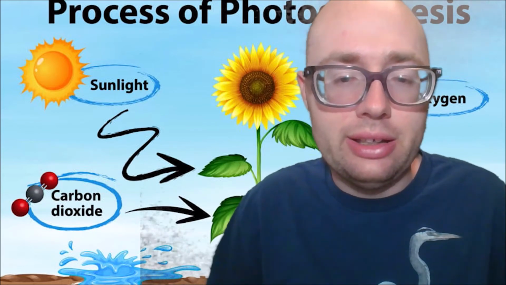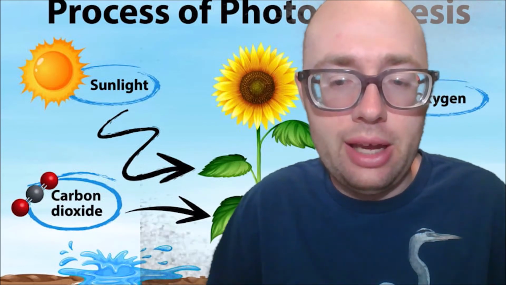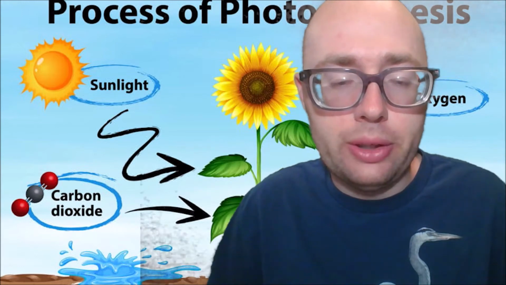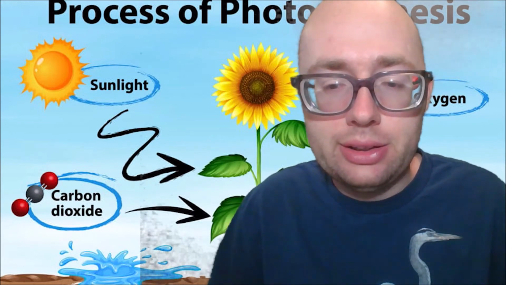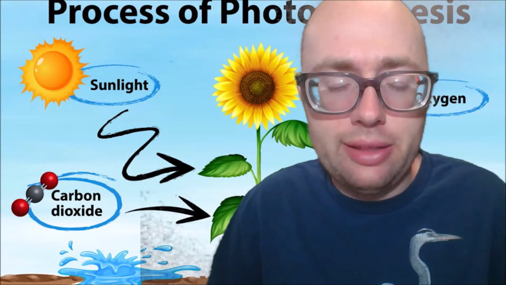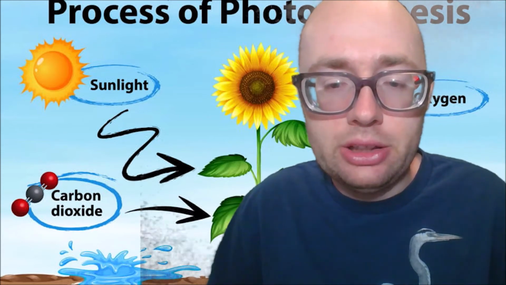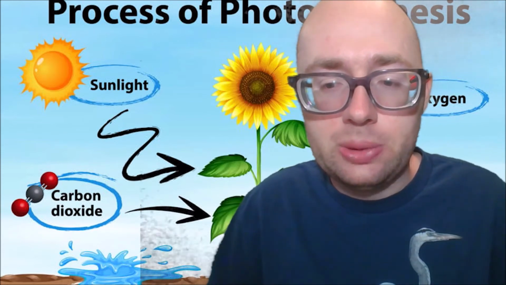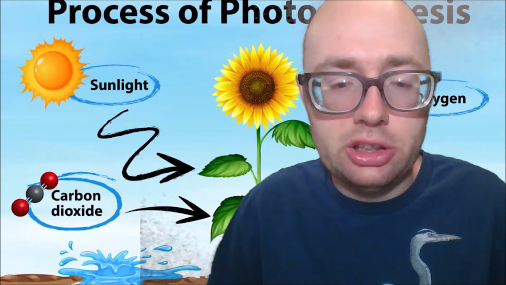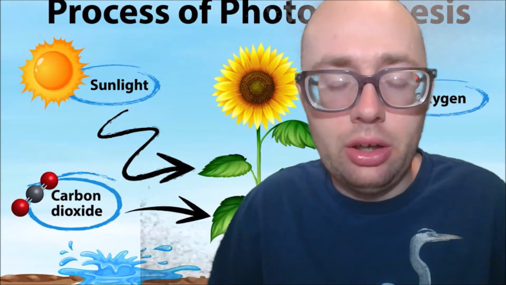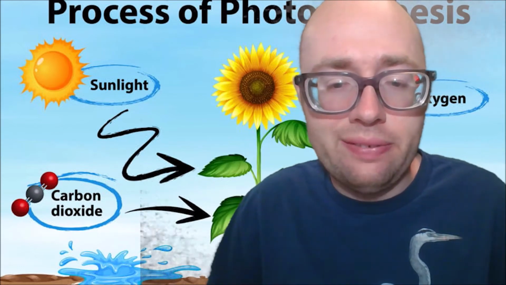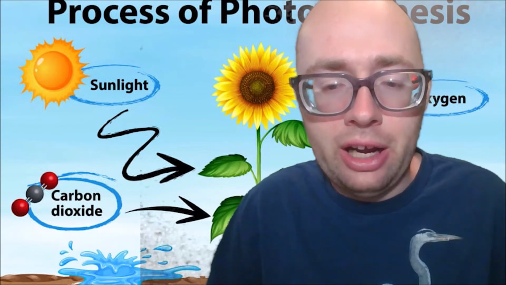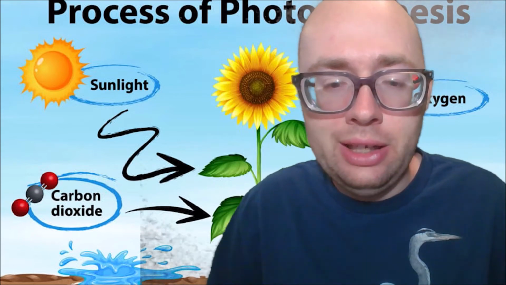Carbon dioxide is a gas that is present in the air. Plants collect carbon dioxide through tiny holes called stomates. During the process of photosynthesis, stomates are also used to expel a gas called oxygen. Stomates are tiny holes in leaves and stems. Oxygen is very important for animals like humans. We need it to breathe.